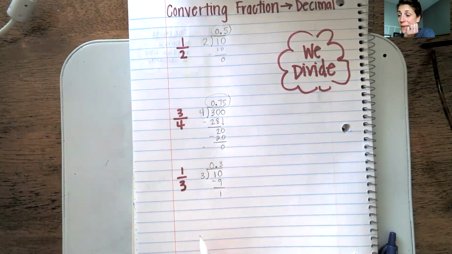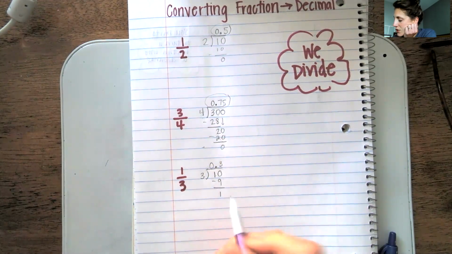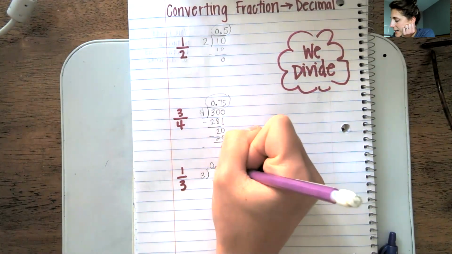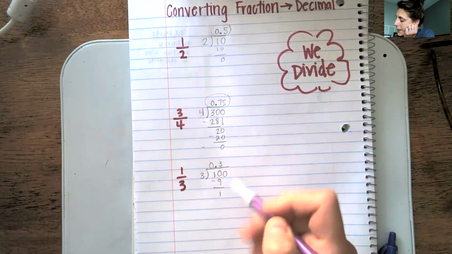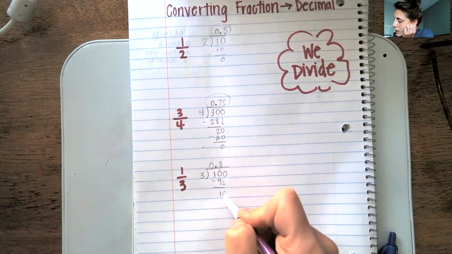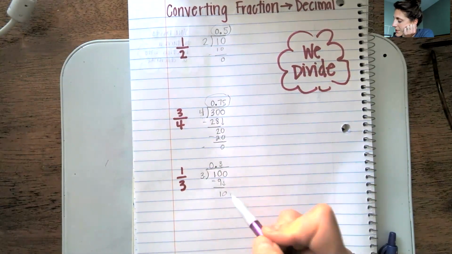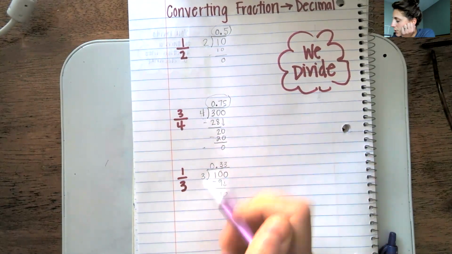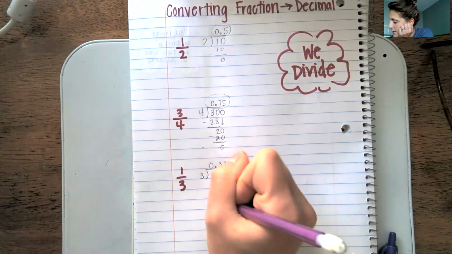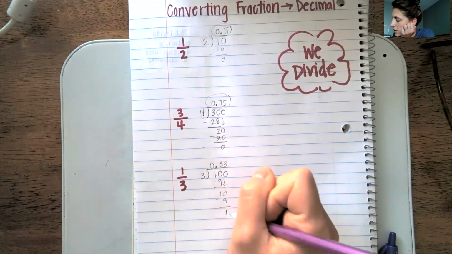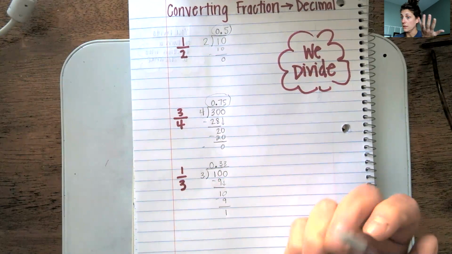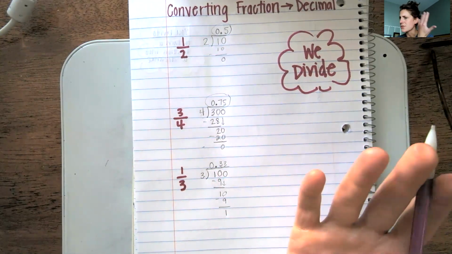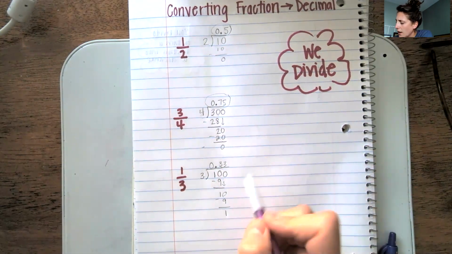Okay, well, I see I'm not done. I have a remainder. So I'm going to go ahead and add a 100th. All right, bring it down. Okay, how many times does 3 go into 10? 3 goes into 10 3 times. 3 times 3 is 9. 10 minus 9 is 1. Okay, I see you. I'm still not done. So I'll try it one more time and see what happens.